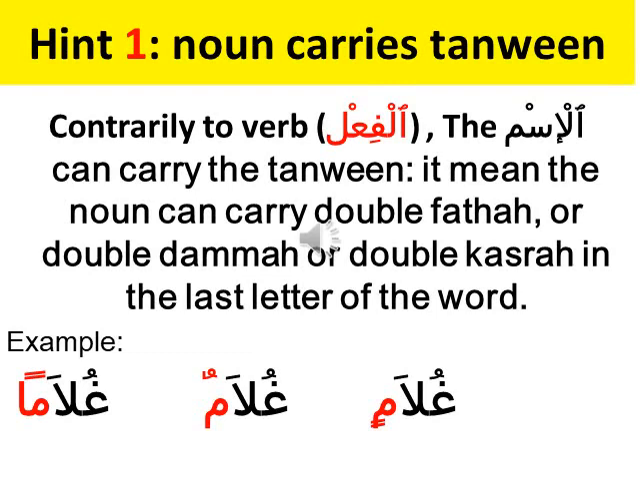Hint number 1. Noun carries tanween. Contrary to the verb, al-fi'l, the ism can carry the tanween. It means the noun can carry double fatha or double dhamma or double kasra, the last letter of the word. For example, غلام, غلام, and غلاما.